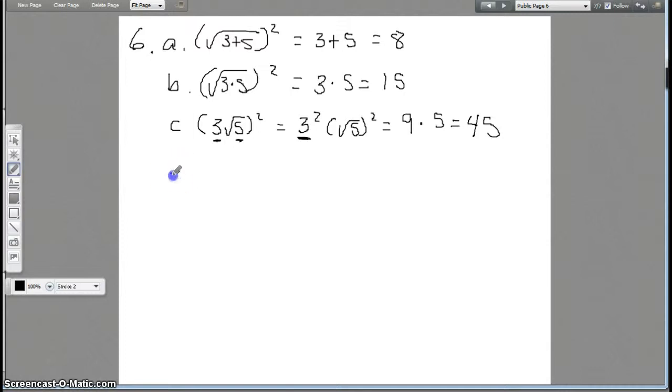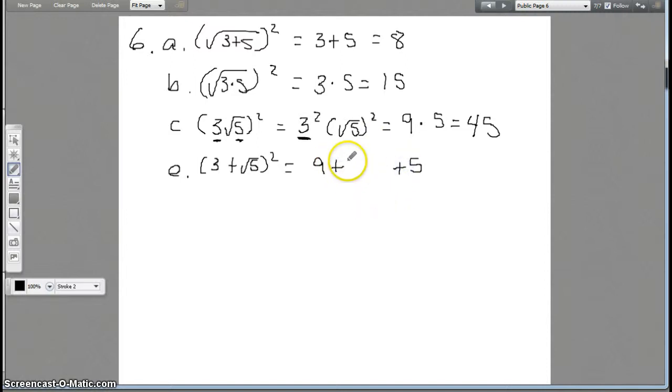Now let's take a look at part E. Part E is 3 plus the square root of 5, and then the whole thing is squared. Do not just square your first term and your last term. Anytime you're squaring a binomial, there will be a middle term. Now, when we square our first term, 3 squared is 9. When we square our last term, square root of 5 squared, that's 5. Don't forget your middle term.